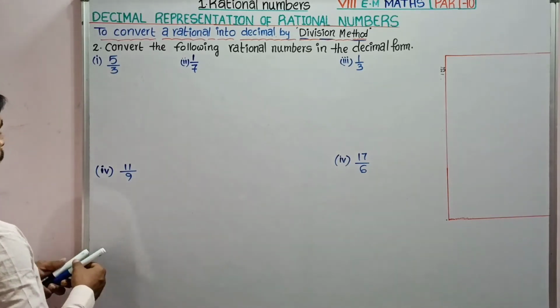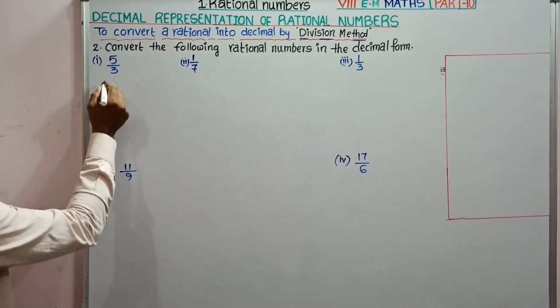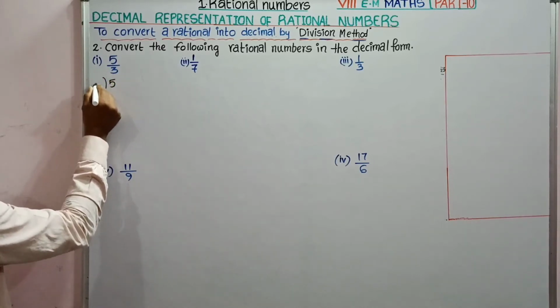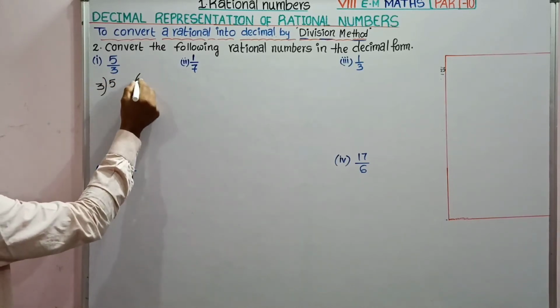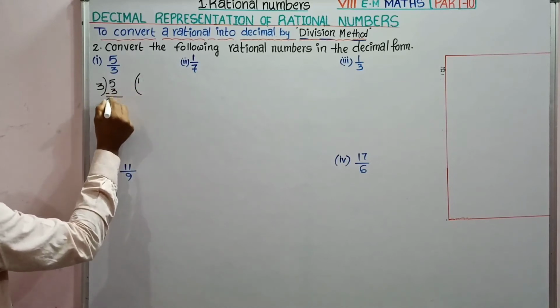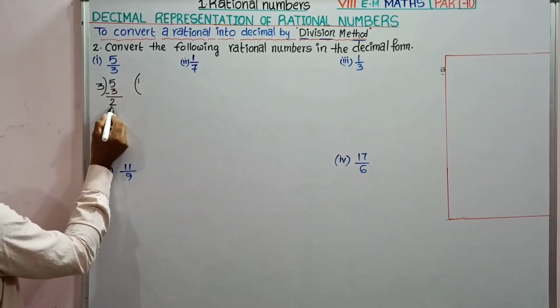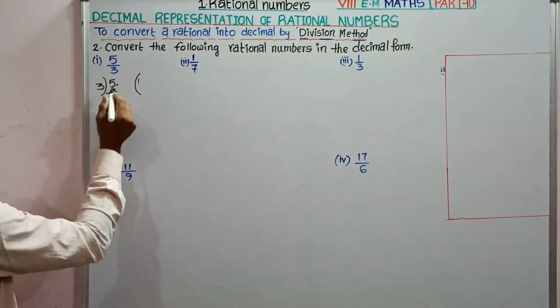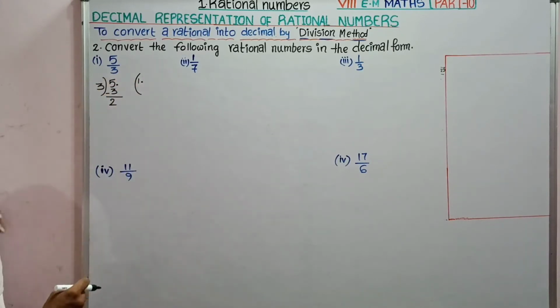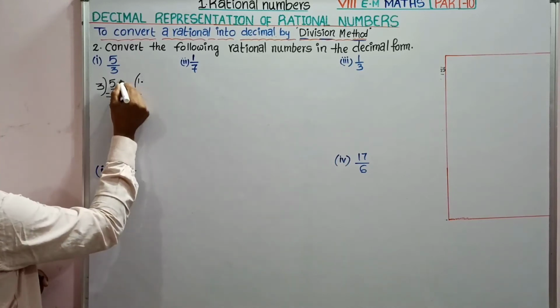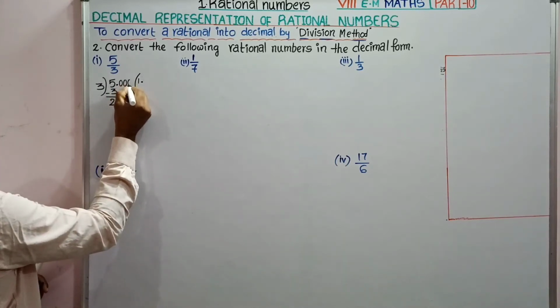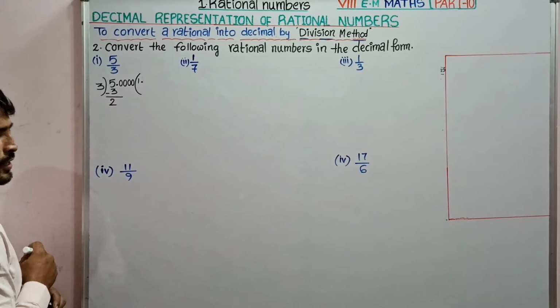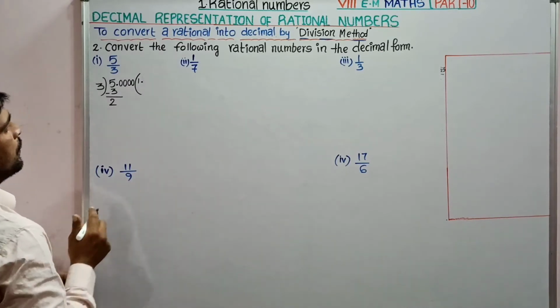First one is 5 by 3. We know that 5 is divided by 3. 3 ones are 3. Remainder is 2. Now the new dividend is less than the divisor. So put a decimal point in the dividend part as well as at the end of the quotient part, and write as many zeros as you wish in the dividend part.